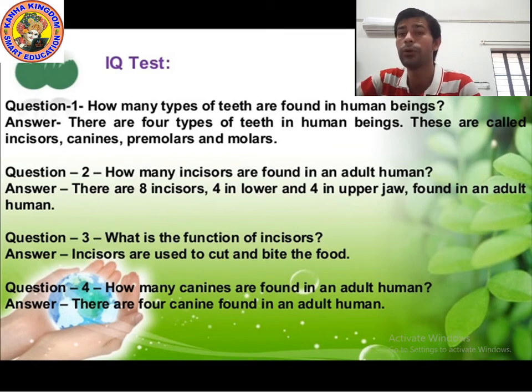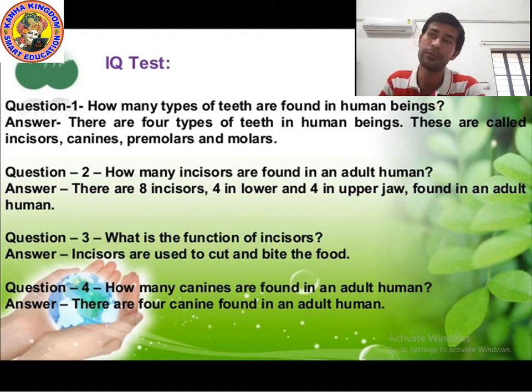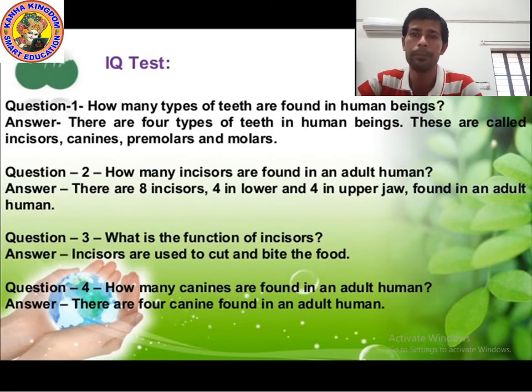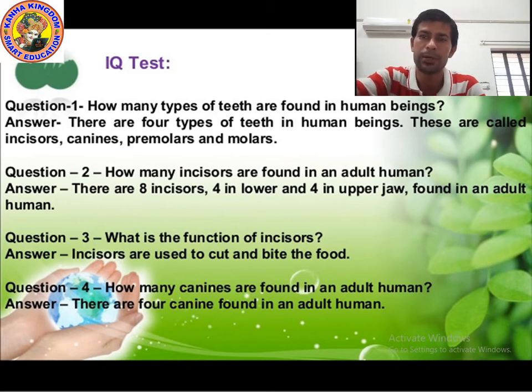Question number 4. How many canines are found in adult? There are 4 canine found in adult, 2 in upper jaw, 2 in lower jaw. And remember, what is the work of canine? Canine help to tear and pierce the food, just like lion and tiger. Now let's move on to the next point.